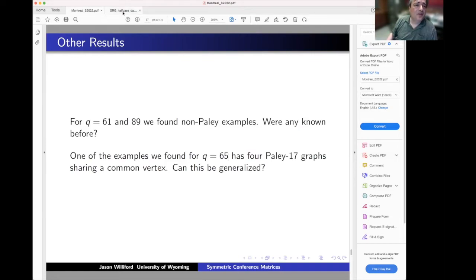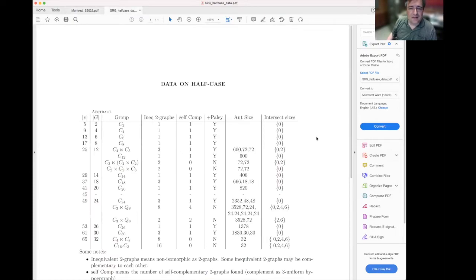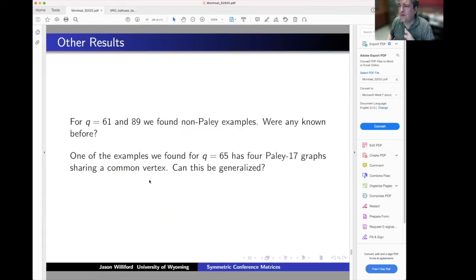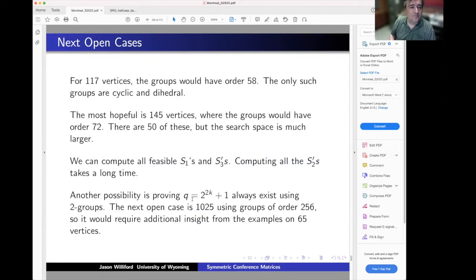So here is some other data I collected when Bill and I did this search of all the things that we found. I need to update it because we've gone farther than this, but just to give you an idea that there are different groups that can work and some different things that come up, on some things that are non-isomorphic to the Paley graph. So for 61 and 89, the non-isomorphic things were still from the cyclic group. Interesting. So there wasn't a non-abelian group that worked there.